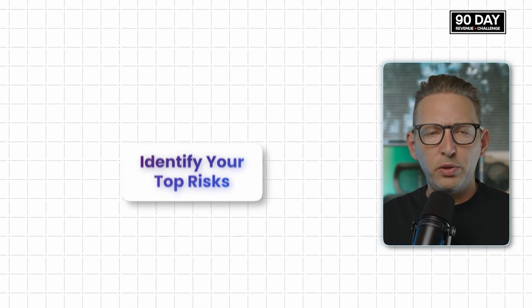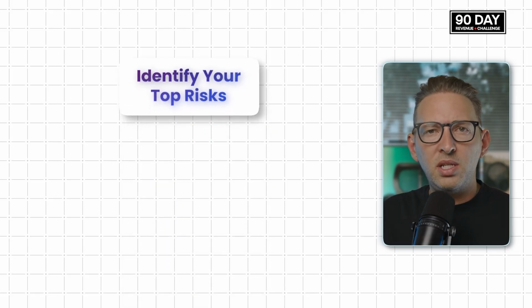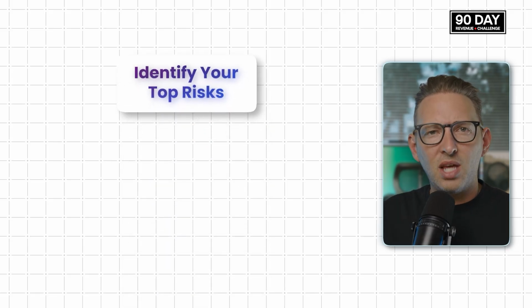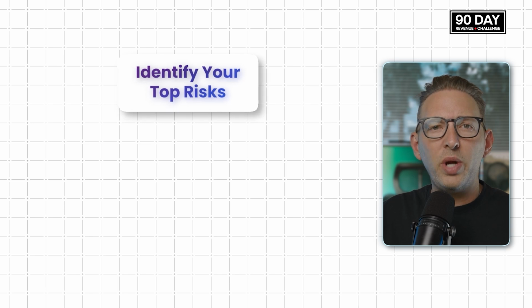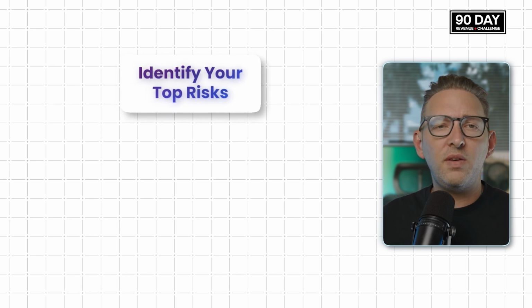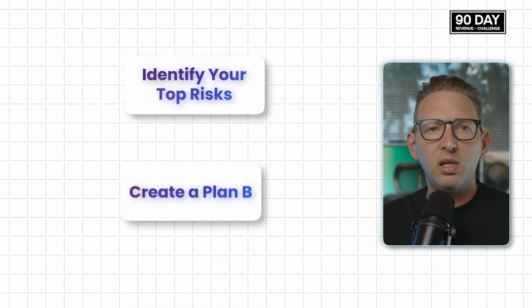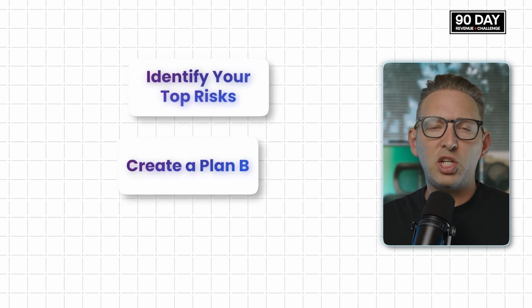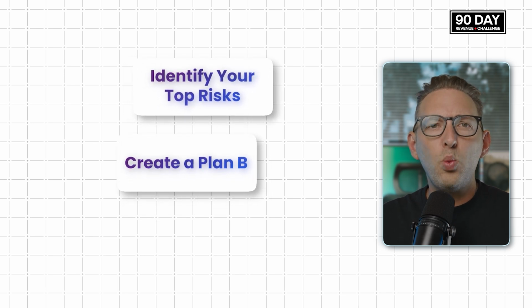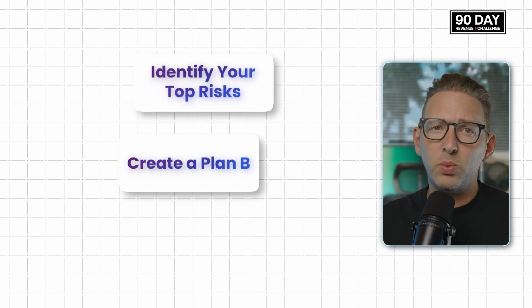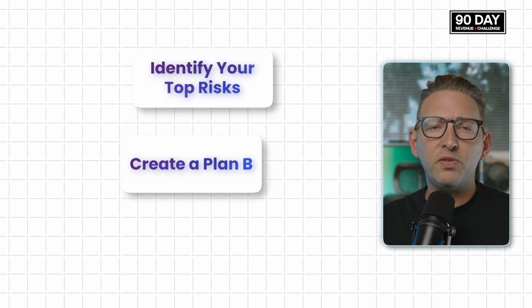Here's what I want you to do this week. Identify your top risks. In the Risk and Contingency Plans tab, list the top 3 to 5 risks that could derail your revenue growth. Be specific. Create a plan B. For each risk, write down a clear, actionable contingency plan. What will you do if this risk becomes a reality? Who will be responsible for implementing it?